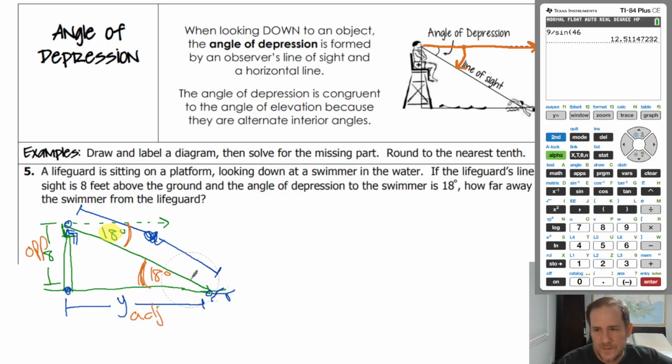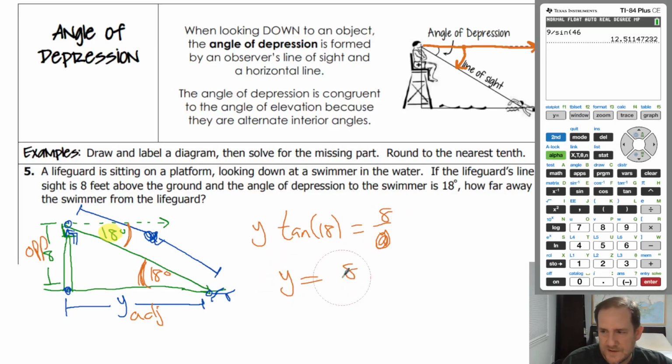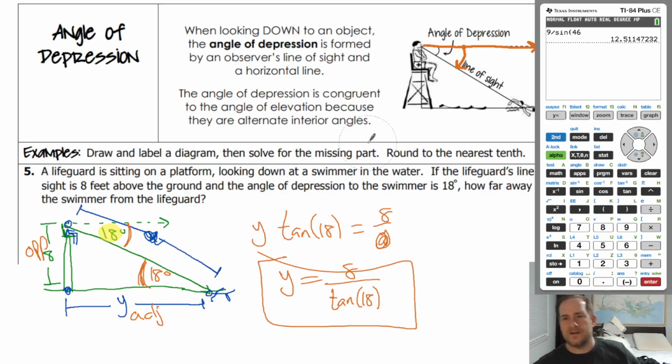So I can solve. Opposite over adjacent is going to be tangent. So tangent of 18 equals 8 over y. Multiply by y, it moves over to here. Divide by tan, and you get y equals 8 divided by tangent of 18. I'll come back to that now because we've got to actually eyeball this. So what is it? It's 8 divided by tan 18. So 24.62.